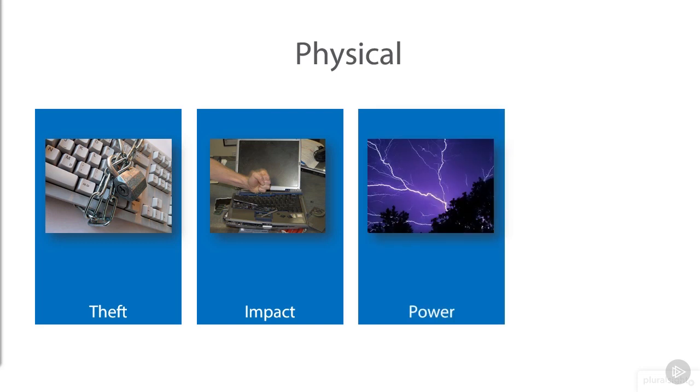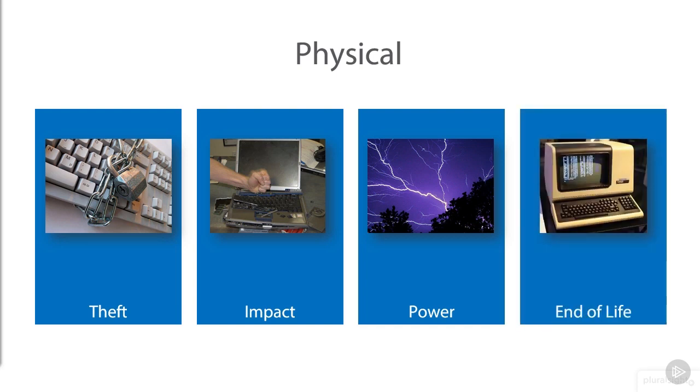Also, power. We know about power surges, getting too much power coming down the line, affecting data and destroying data sometimes, but also brownouts. Brownouts are actually as dangerous as a power surge. This is where the power dips and in some cases puts stress on the components. And of course, we also have end of life.